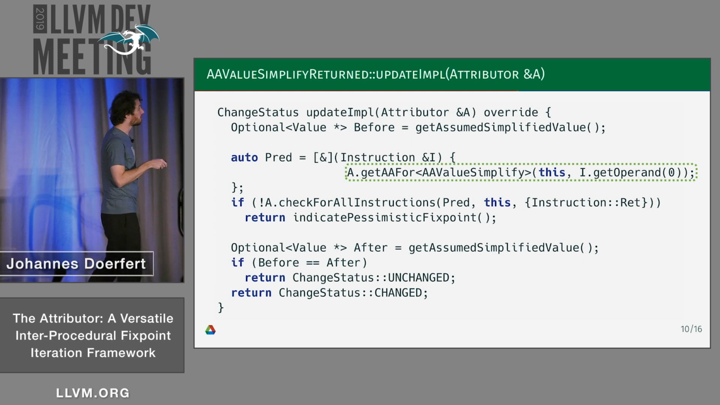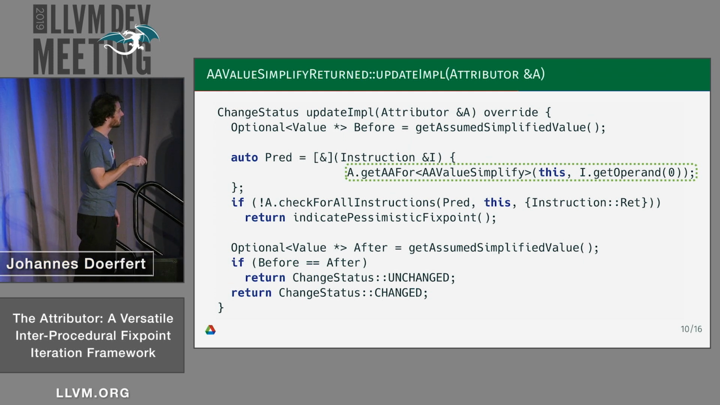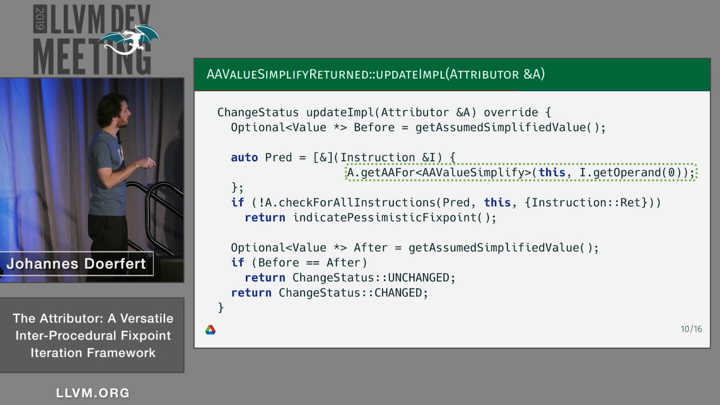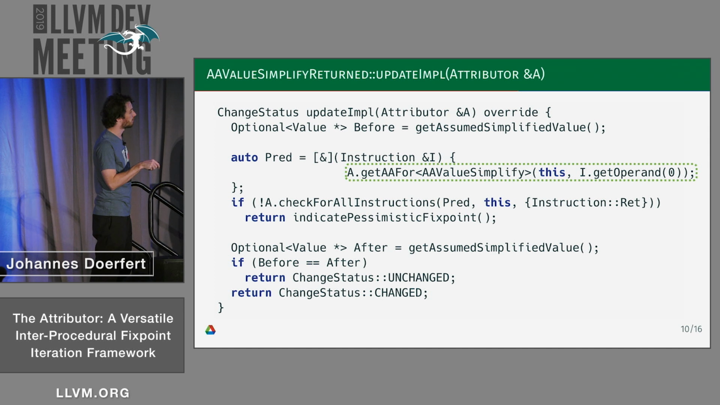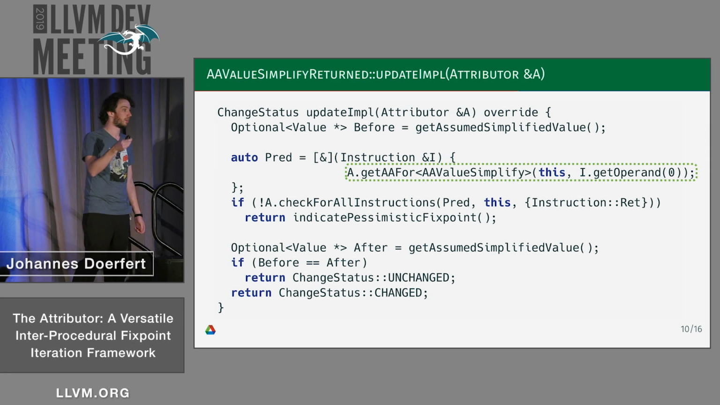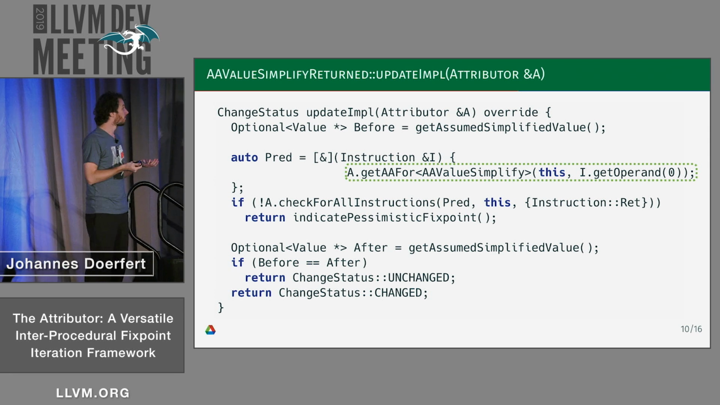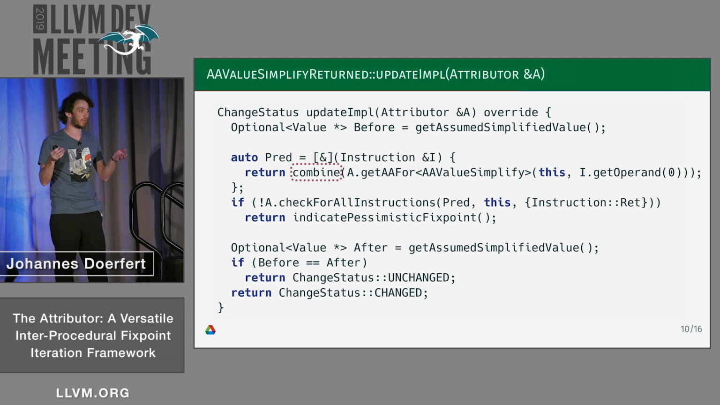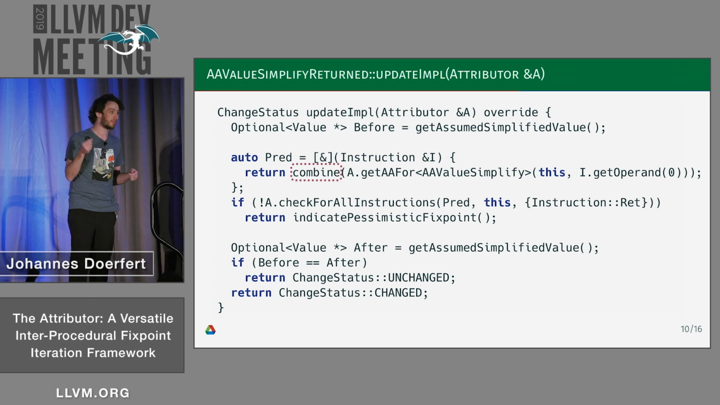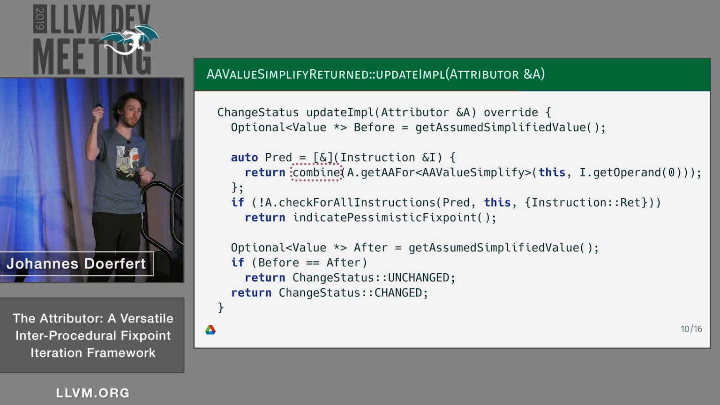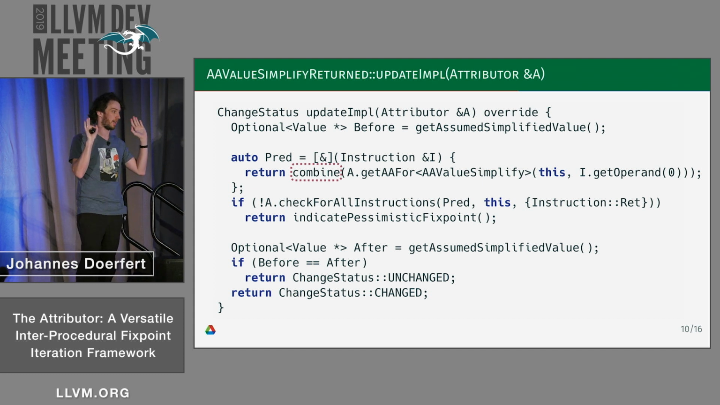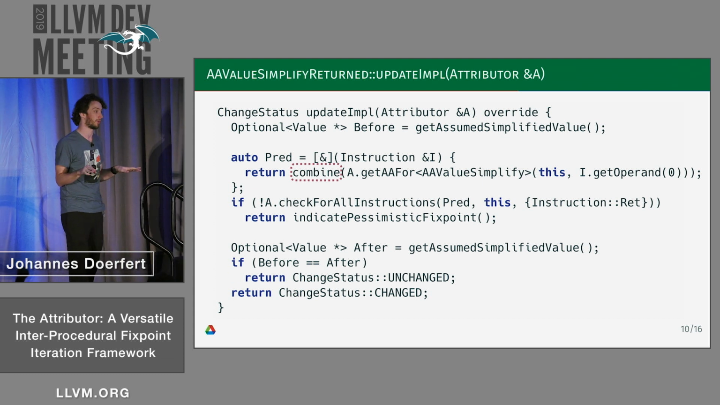You ask the Attributor, get me the attribute for value simplify for the first operand, which is the return value. And then you combine that value with your current state. I'm not going to show that, but if you only do constant propagation here, you ask, is that a constant? If so, is it the same constant as I'm currently holding? Then all is good. Otherwise, I'm done, I'm out. It's not a constant return.